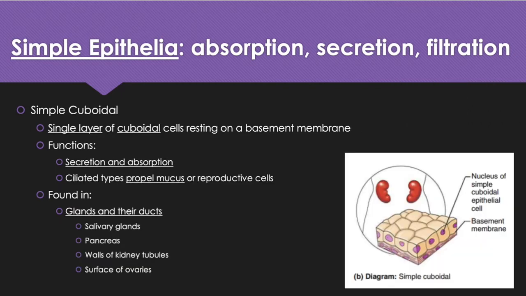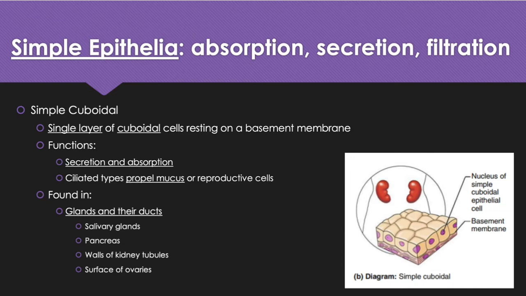Next, we have simple cuboidal. So again, you can see here we're going through the number of layers and then the shape. So simple is a single layer, and cuboidal would be cube-shaped cells. Because it's epithelial tissue, they rest on a basement membrane. Simple cuboidal will function for secretion and absorption. And then there's also ciliated types, meaning they have tiny hair-like projections off of the cells that help to propel mucus or reproductive cells where they need to go.